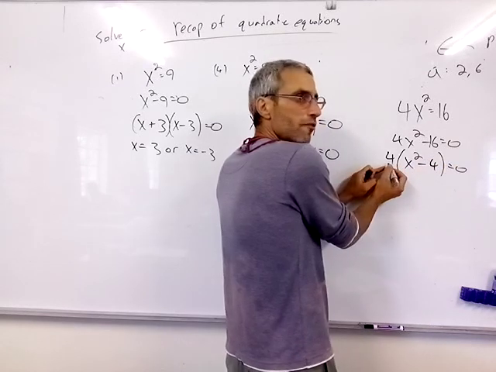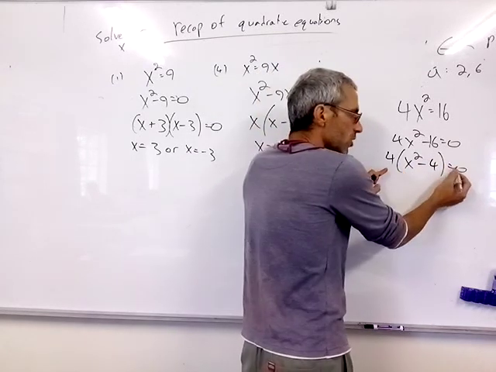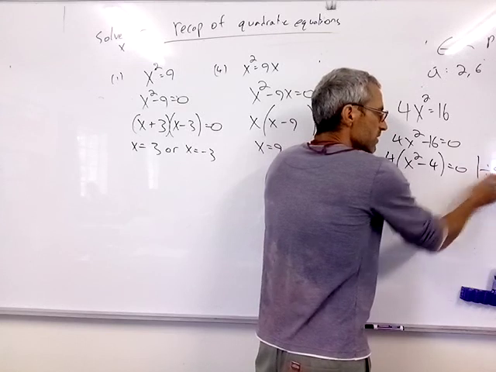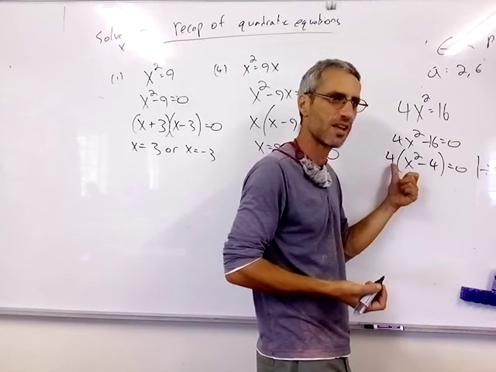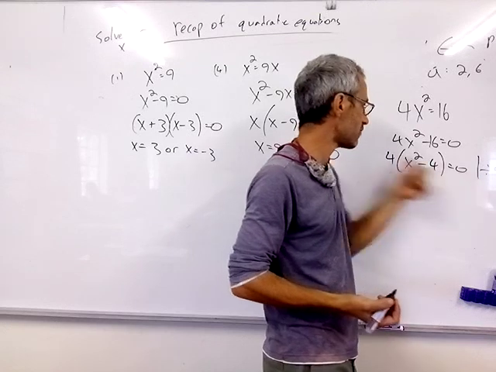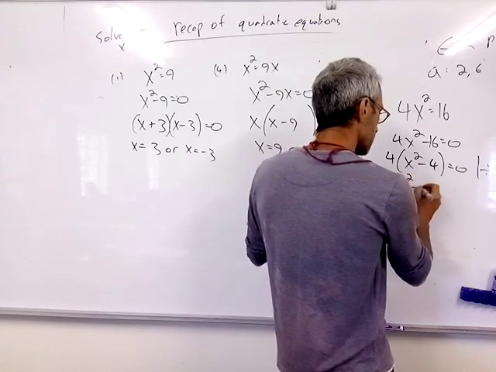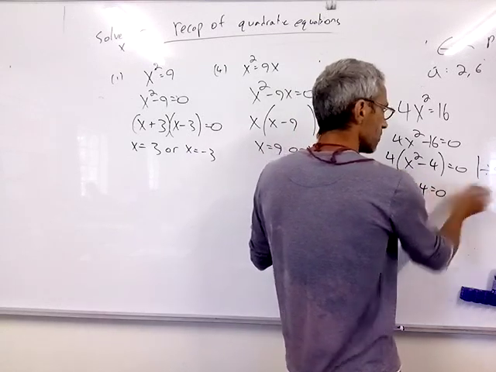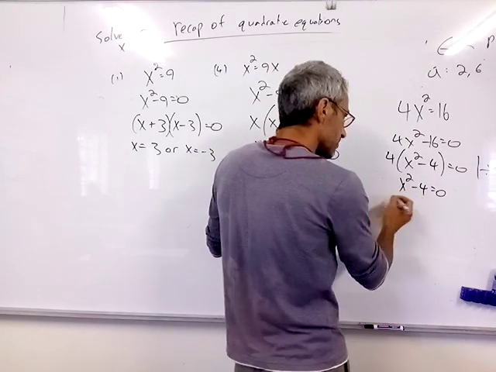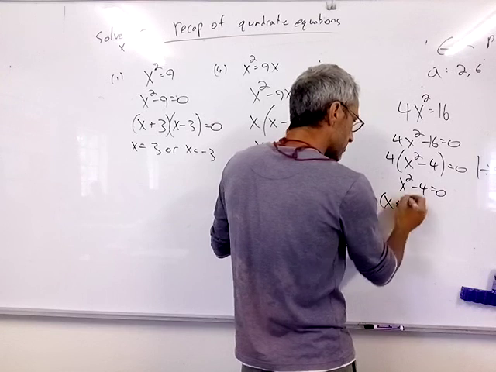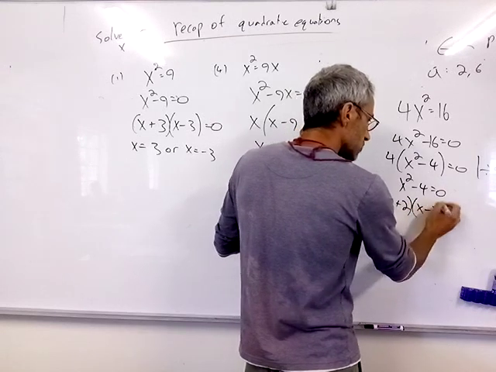Now I can get rid of the 4, because I can just divide by 4. 0 divided by 4 is 0. That's the nice thing with equations, I can get rid of things sometimes. If I divide by 4, that's going to die, and I have x squared minus 4 equals 0. Now let's factorize that. That's much easier. x plus 2, x minus 2 equals 0.